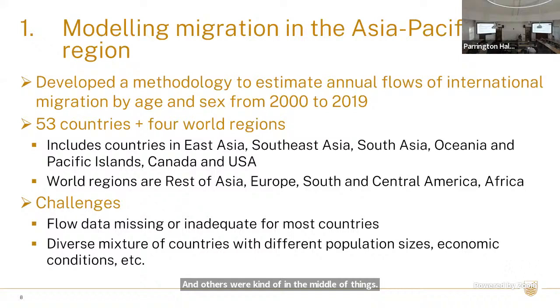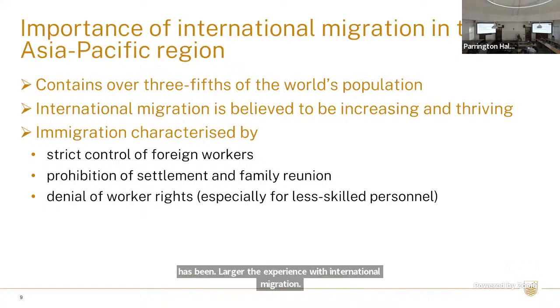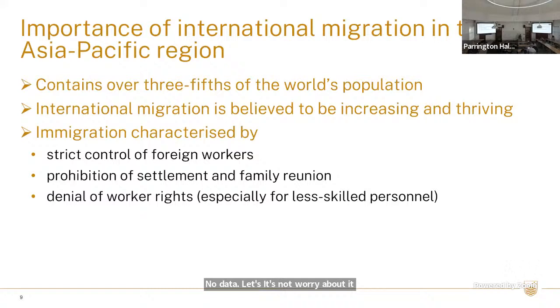Not to mention, there are some political challenges: North Korea, South Korea, Pakistan, India. Our normal models would suggest that there would be large migration between those countries, but the political environment suggests otherwise. That said, one option could be to not even try, which has been largely the experience with international migration. No data, let's not worry about it. But I would argue that something is better than nothing, or at least starting this process is worthwhile.